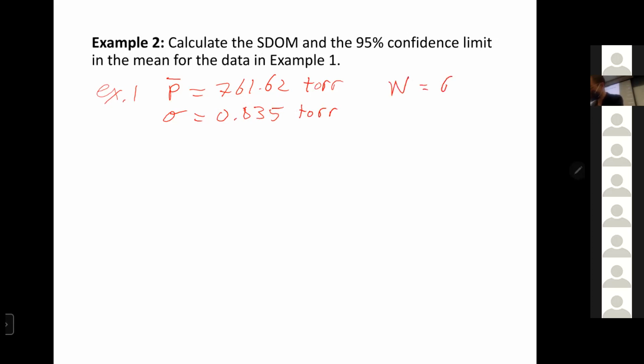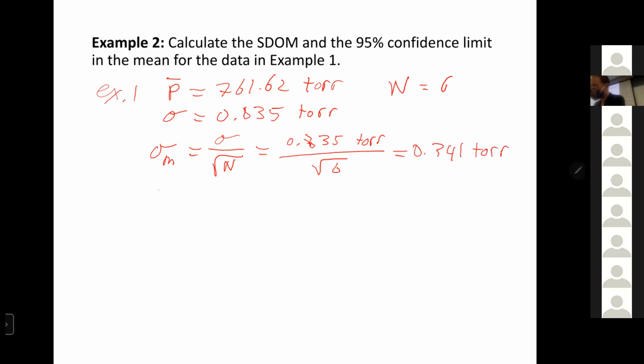So what is going to be the standard deviation of the mean and the 95% confidence limit? Well, the standard deviation of the mean from our formula is just sigma divided by the square root of the number of measurements. So that's going to be 0.835 torr divided by the square root of 6. And if you calculate what that's equal to, it's 0.341 torr.